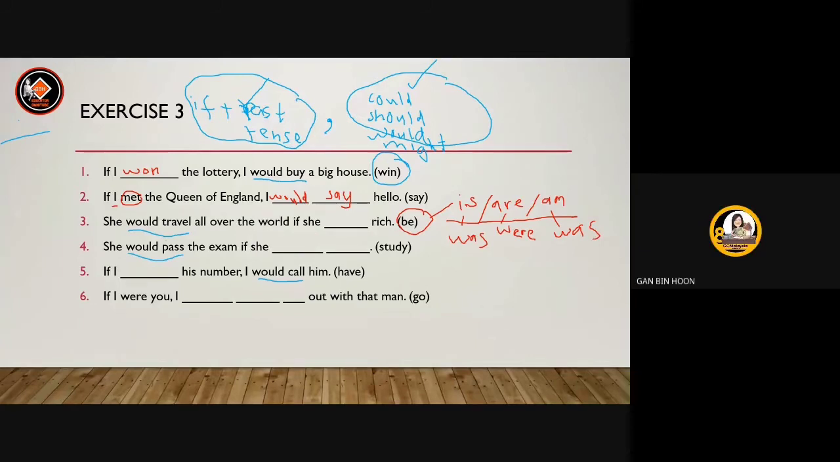So what's the answer here? She would travel all over the world. If she? Answer will be? Was, good. Yes. Nampak tak? Ini adalah ayat yang awak tulis tapi dia tak mungkin berlaku. Okay, number 4. She would pass the exam if she?